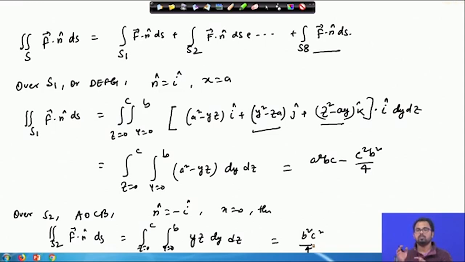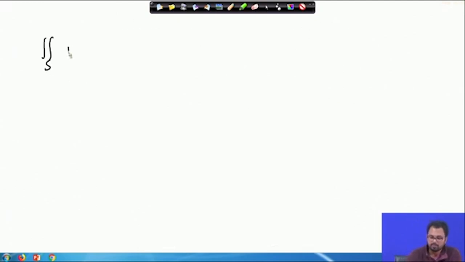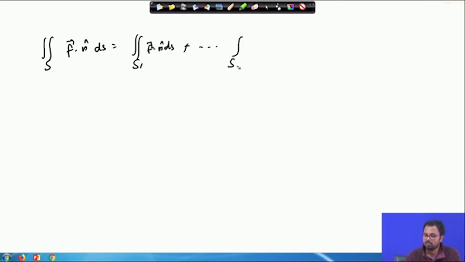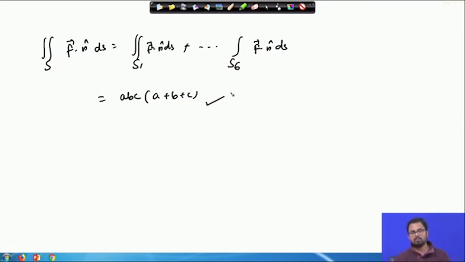So, 1, 2, 3, 4, 5, 6. Sorry, there will be only 6 integrals, not 8. Yes, there will be 6 integrals. On these 6 surfaces, we obtain 6 integrals, and when you sum them, you will have some cancellation, and finally, our surface integral would look like this: over S1, f dot n dS, then S2, f dot n dS, and so on, up to S6, f dot n dS. It is not S8, it is S6. When you write all these, there will be some cancellation, and when you sum them, it is abc times (a plus b plus c). So, this is the required surface integral, and therefore, this verification process shows that the Gauss divergence theorem is verified.